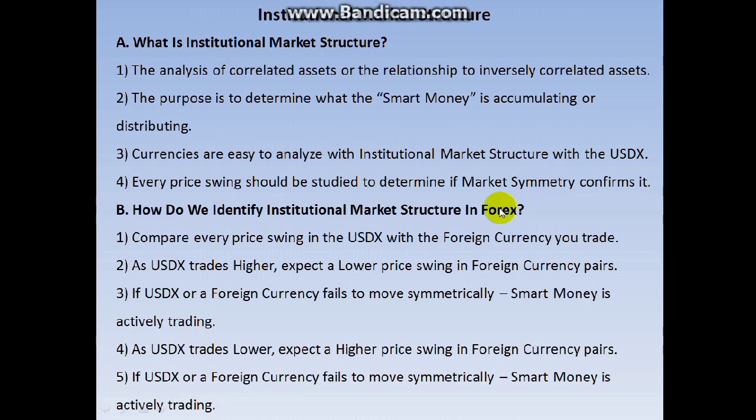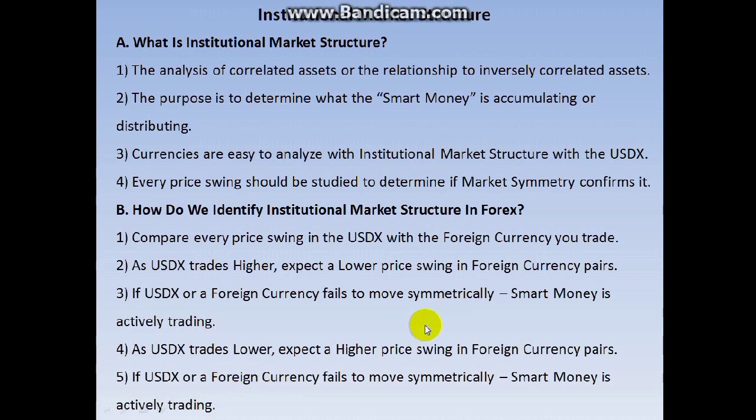Now, how do we identify institutional market structure in forex? The first thing is to compare every price swing in the dollar index with the foreign currency you trade. Then, as the dollar index trades higher, expect a lower price swing in foreign currency pairs. The third thing: if the dollar index or a foreign currency fails to move symmetrically, smart money is actively trading. Underline this: smart money is actively trading if the dollar index or a foreign currency fails to move symmetrically. We're going to look deeply into that.